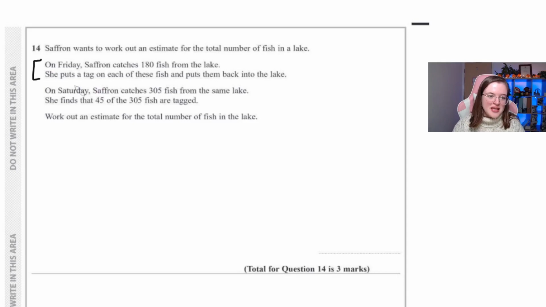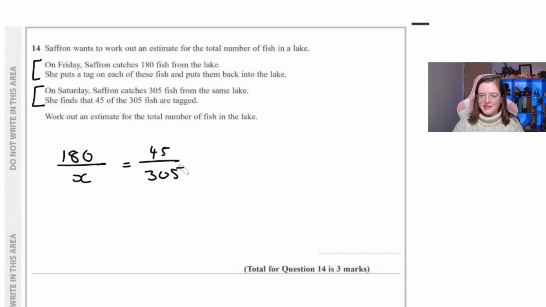But anyway, let's convert this sentence into a fraction. So she catches 180 fish out of how many? Who knows? Let's put that as an x. And then with capture recapture, we can assume that's going to be the same fraction as this one here. So on Saturday, Saffron catches 305 fish in the lake. 45 of the 305 are tagged. Okay, and then all we need is to find x, and that will give us the 3 marks.